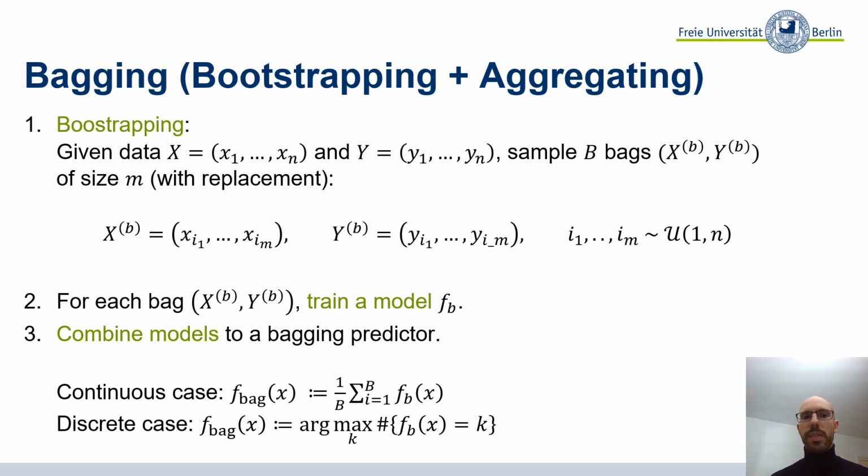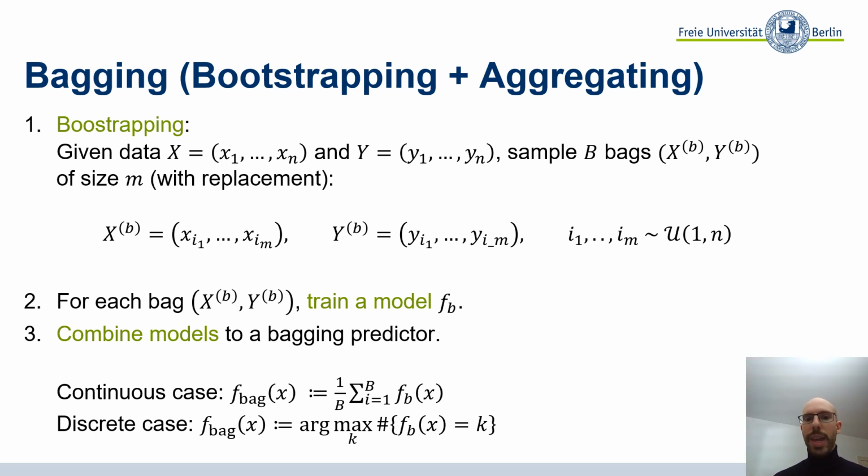So how do we do this? Well, it's simple. We just draw subsamples of our original data with replacement, and then we end up with these bootstrapped data sets xb, yb, or bags, and we use these bags to train individual models fb. So each of these bags is used to train a bootstrapped model fb. So that's the bootstrapping part.